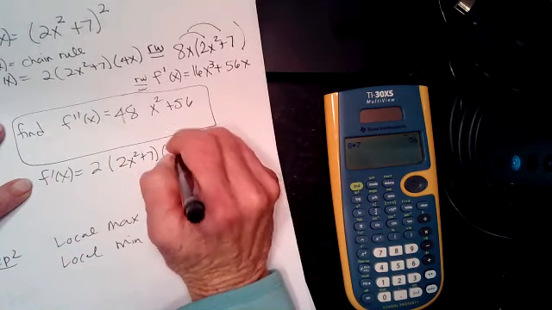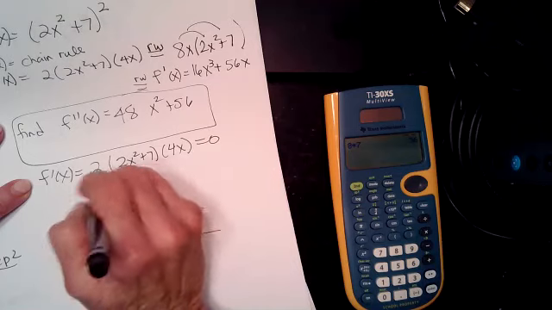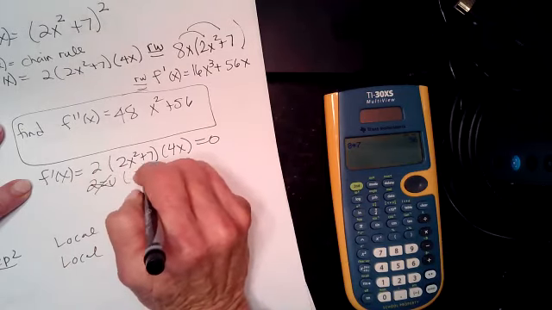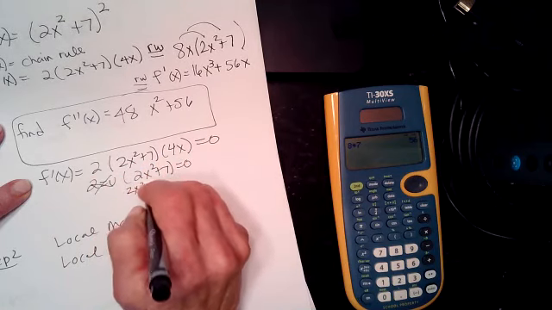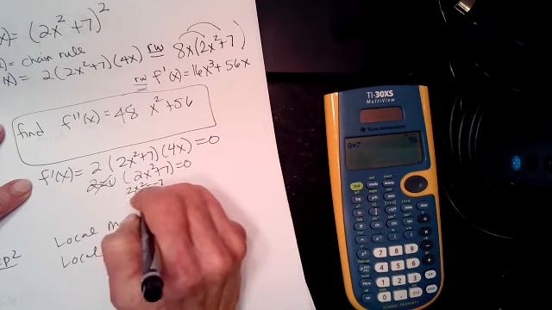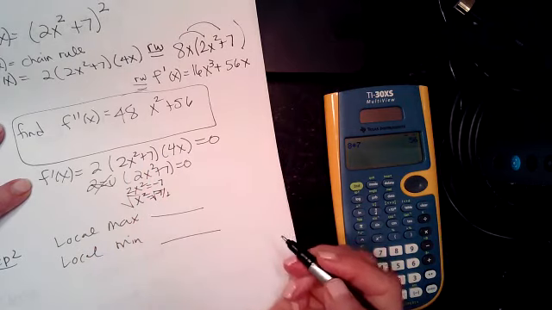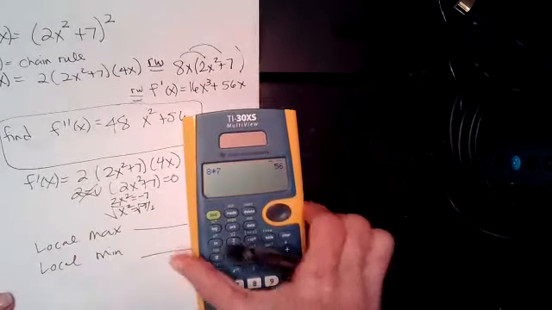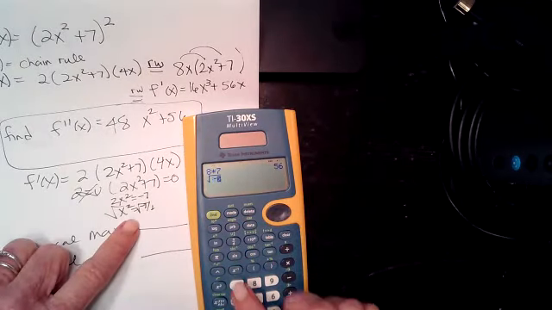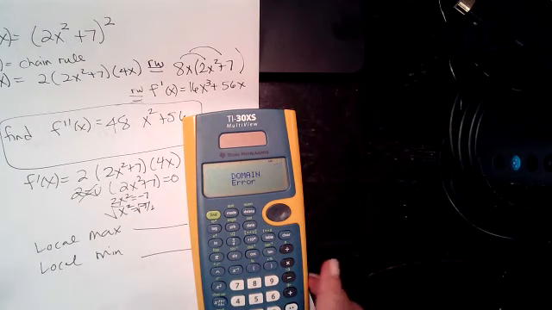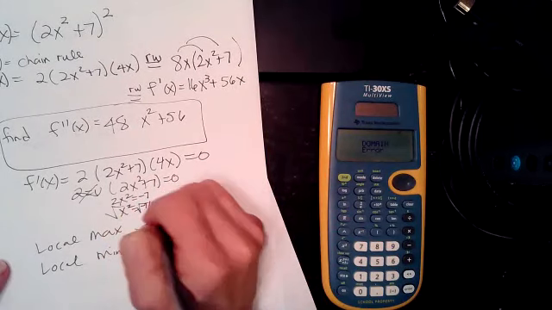Set my first derivative equal to 0, and I set 2 equal to 0, I don't get anything. I set 2x squared plus 7 equal to 0. I get 2x squared is -7. X squared is -7/2. So when I try to square root it, I get no solution. You can't take the square root. If I tried to take the square root of -7 divided by 2, I would get a domain error, so there's no solution on that one.